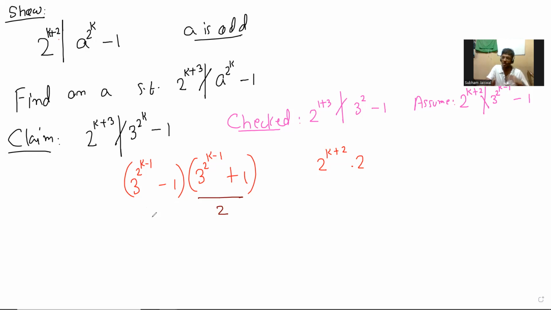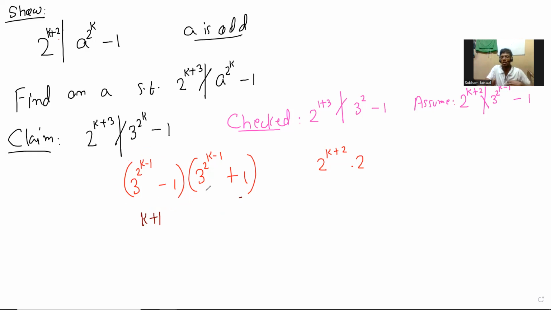Yes, so from the assumption, we know that this contributes exactly 2 to the power k plus 1, right? The contribution is exactly k plus 1 from the first factor. Is that right with everyone? By induction, we know that the contribution of this is exactly 2 to the k plus 1. 2 to the k plus 2 doesn't divide.